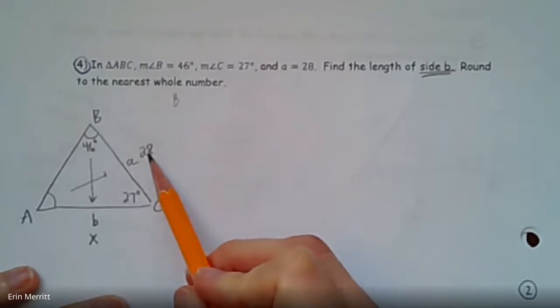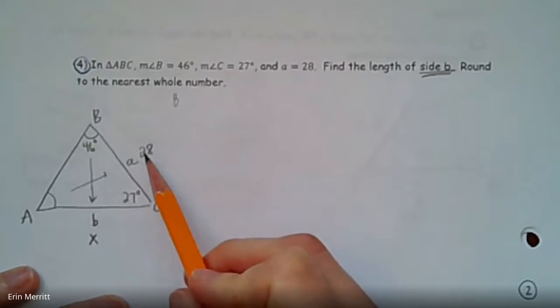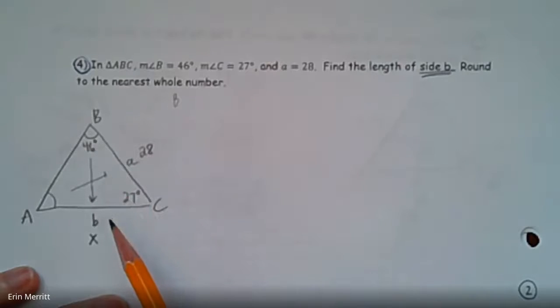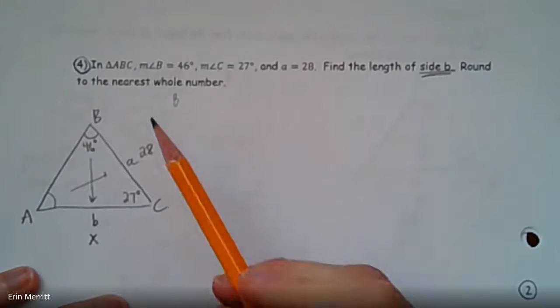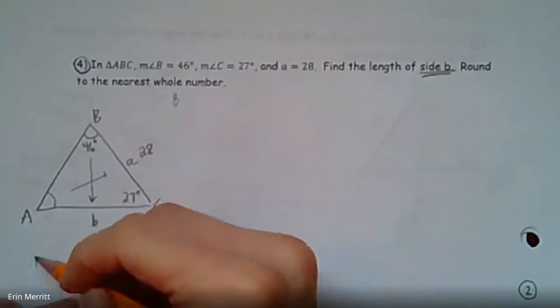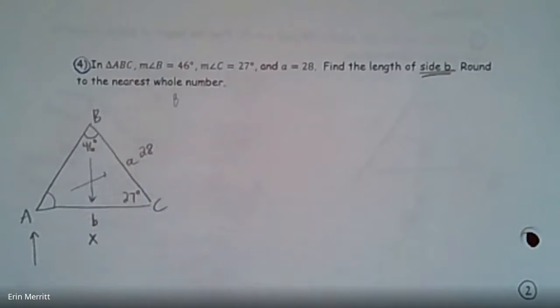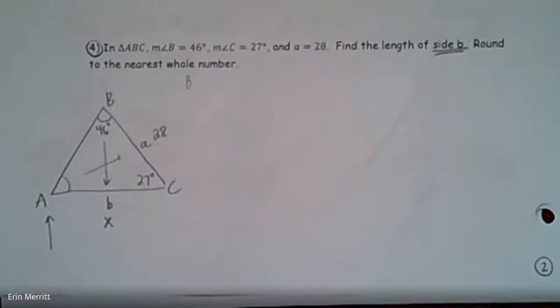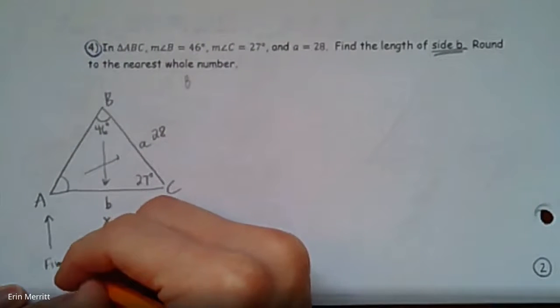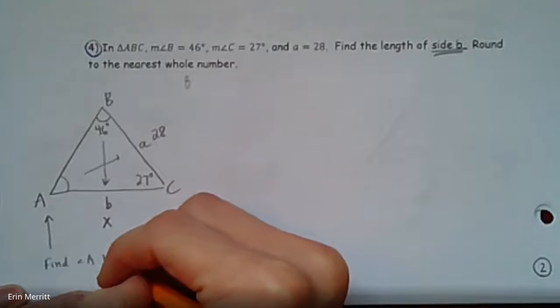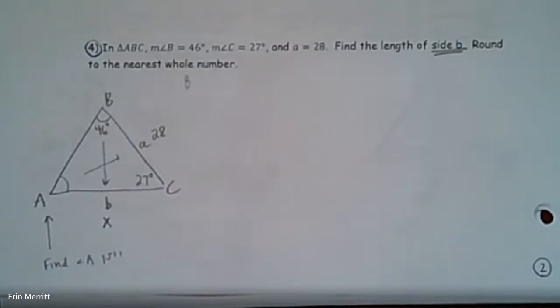So that's not a matching pair. To have a matching pair, I need the side opposite and the angle that goes with it. So in this particular case, I have enough info to at least find angle A. That's what I really need to do first. So I need to find angle A first by just using the idea that the angles in the triangle are all adding up to 180.